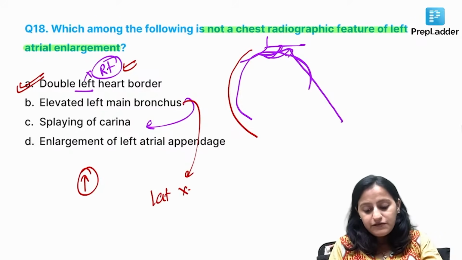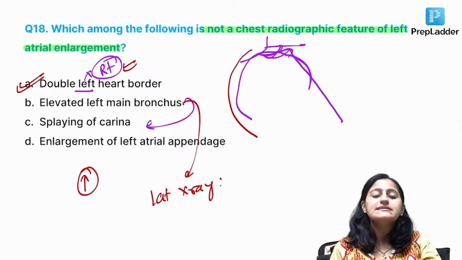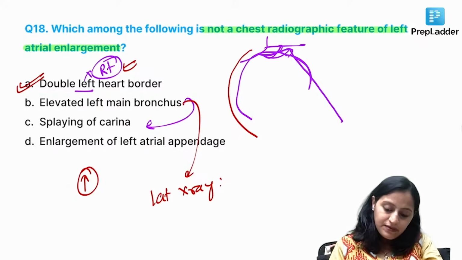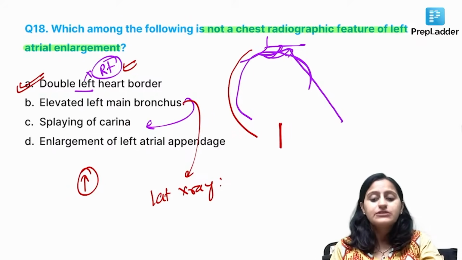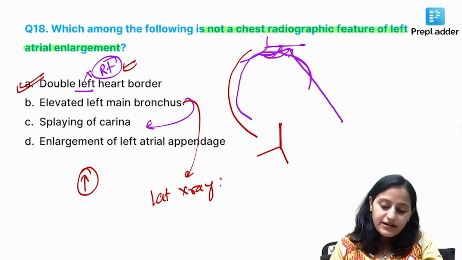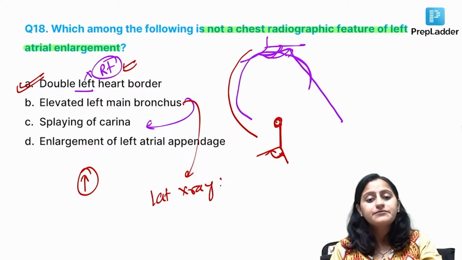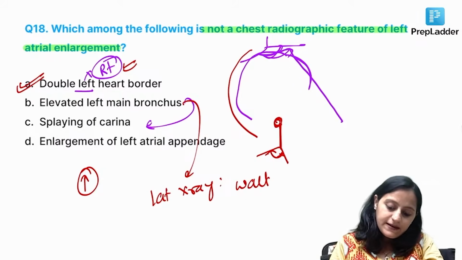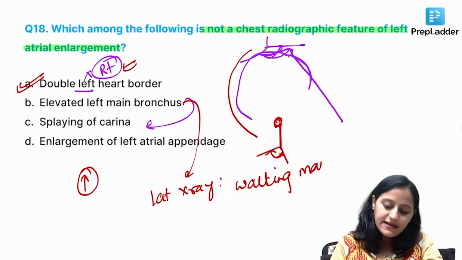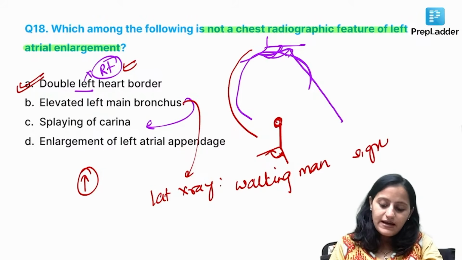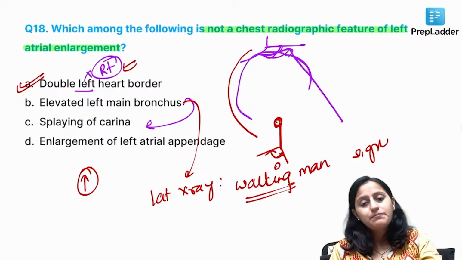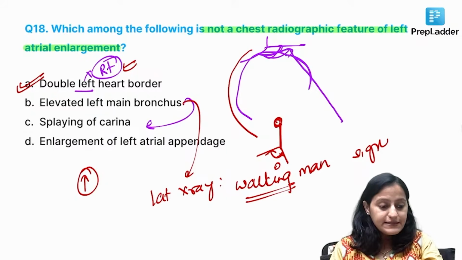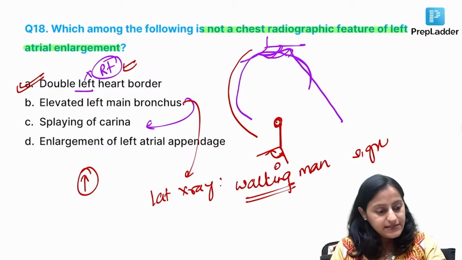The elevation of the left main bronchus on lateral X-ray, what sign does it give? You have the trachea dividing into the right and the left, and if it gets separated, what sign does it give? The walking man sign. What sign is it called? It is called walking man sign. So walking man sign is what you see on the lateral X-ray.